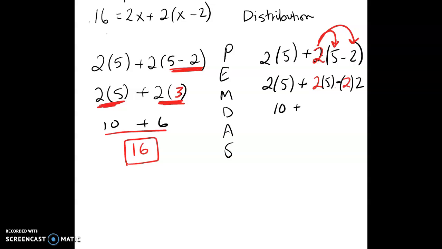So I get 10 here. This also is 10, and then minus 4. So multiplication and division is done. Addition, subtraction from left to right. So 10 plus 10 is 20. And 20 minus 4 is 16. So either way that you do it, if you do it properly, you should end up with the same answer.